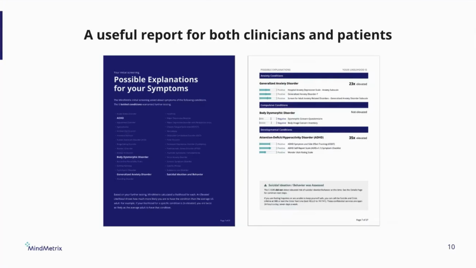The elevated likelihood figure indicates how likely it is that the tester's symptoms are explained by that condition compared to the average adult in the US population. It's calculated using the patient's obtained scores, each rating scale's established cut scores, the sensitivity and specificity of those scales, and the condition's prevalence. For more information about the calculation, please check our website.